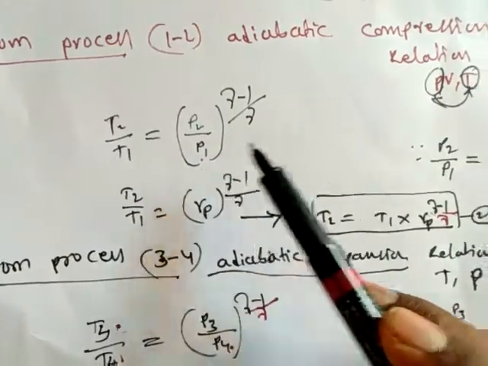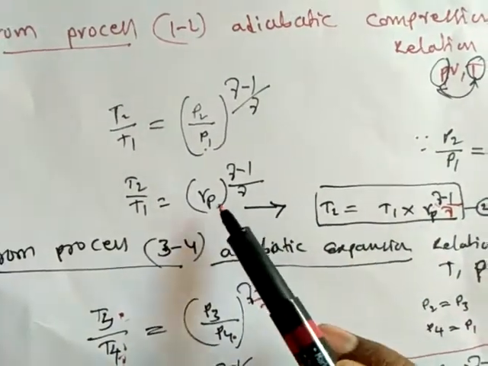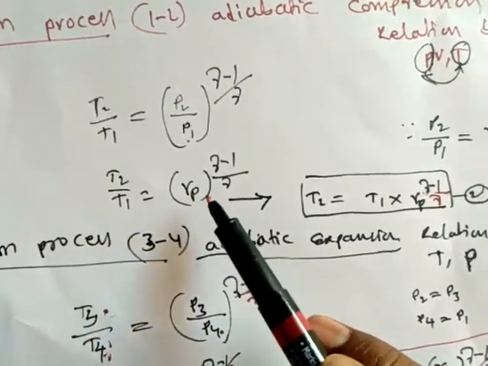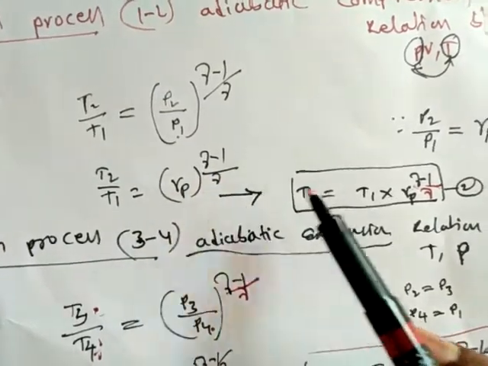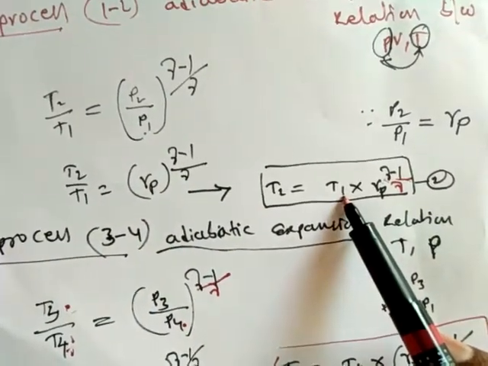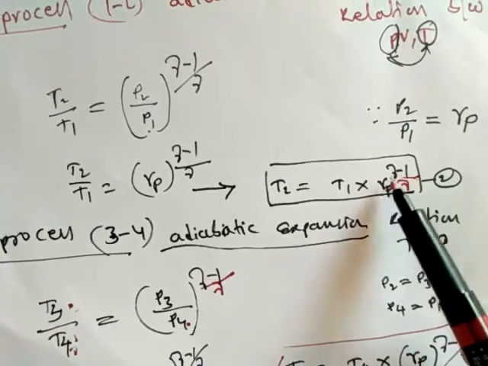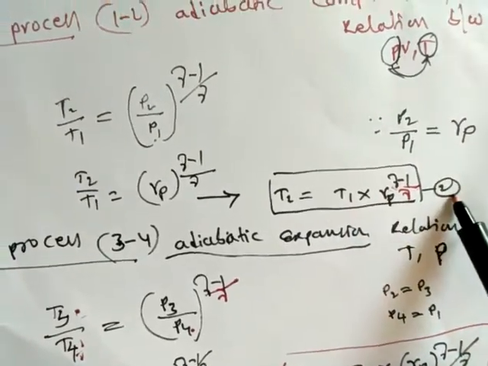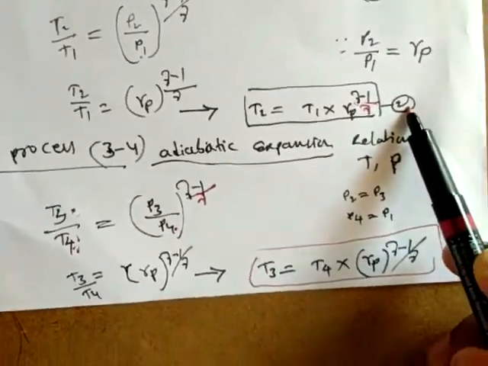Therefore, the relation between temperature and pressure is T2 by T1 is equal to (P2 by P1) to the power of (gamma minus 1) by gamma. P2 by P1 is nothing but the pressure ratio, so substitute that here: T2 by T1 is equal to Rp to the power of (gamma minus 1) by gamma. From this relation we can write T2 is equal to T1 into Rp to the power of (gamma minus 1) by gamma. This is our equation number 2.